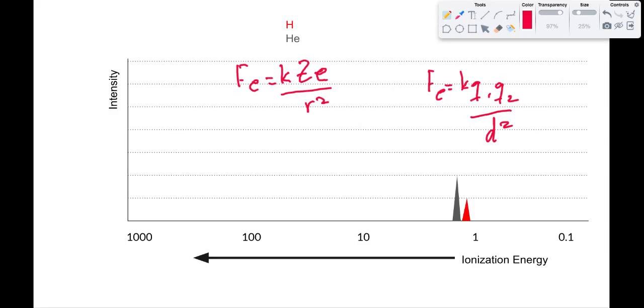So for helium, the electrons are still in the same shell, so R really hasn't changed, and the charge on an electron is always the same. But what has changed is the nucleus now has 2 protons in it. So Z is 2 for helium, whereas for hydrogen, Z was just equal to 1. So the amount of force that's pulling on that electron has increased, and so it takes more energy to pull it away from that nucleus, and so that's why that peak has shifted over.